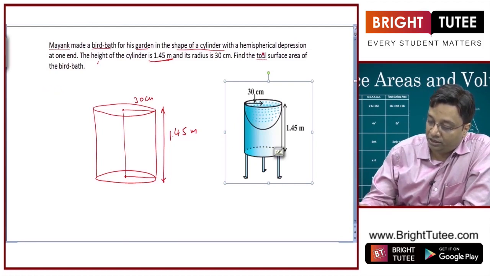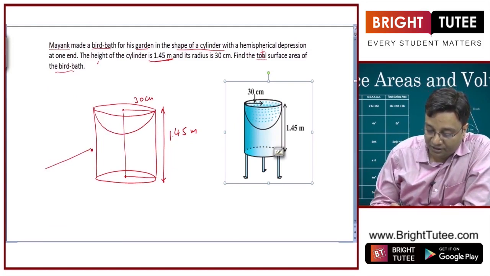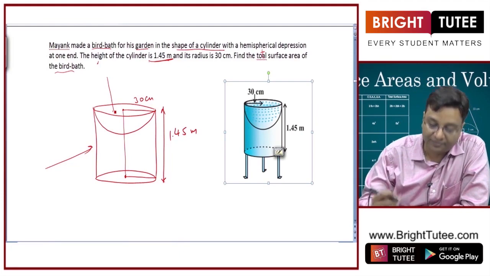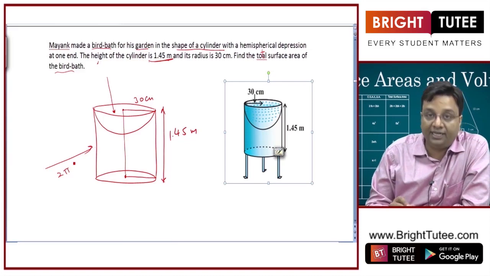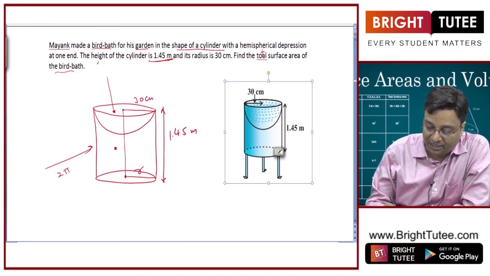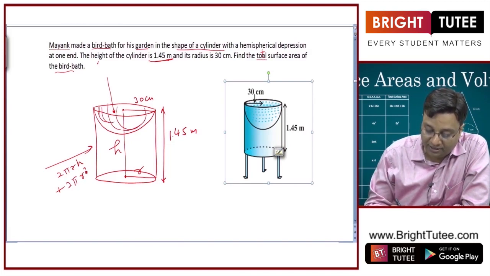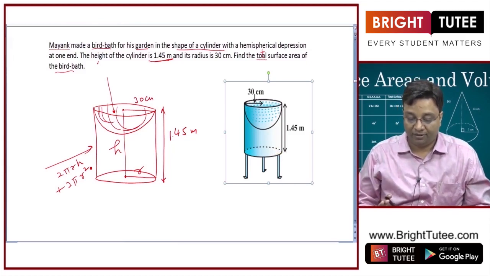So we need to find the total surface area of the bird bath. So what will be the total surface area? 1, the curved surface area of this cylindrical portion, and the area inside this container, right, which is hemispherical. So what is this area? This is 2 pi radius into height. So if I consider radius as r and height as h, this is 2 pi rh plus what will be the area inside this container? This is 2 pi r square. So r is radius. So I just need to put data in it and I'll find the answer.